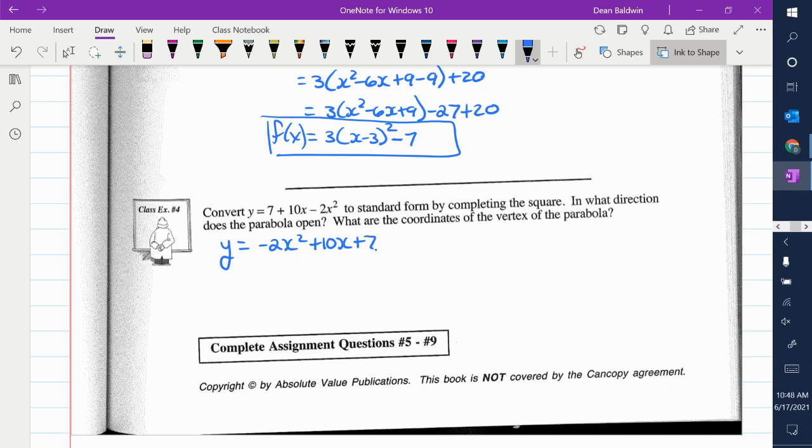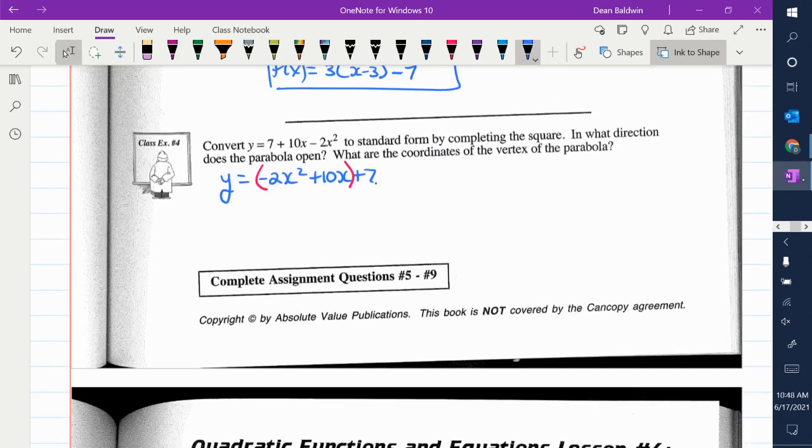Now, what am I factoring out? Or what do I bracket, I guess? Bracket the first 2. What am I going to factor out? Take the negative with it. Okay? So you're going to pull the negative 2 out. What does that do to the signs? It flips the signs. Okay?